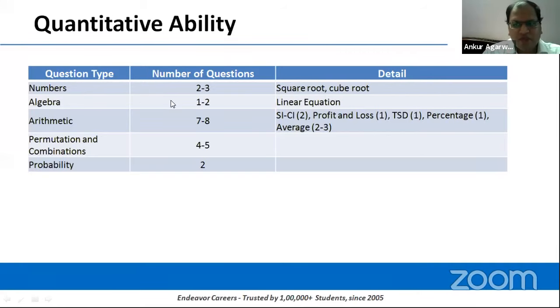Looking at the topic-wise breakup over here in QA, there were around 2 to 3 questions from the topic of numbers. There was one question on square root and one question on cube root, which students have reported to be on the easier side. There were one or two questions from algebra, particularly one question from linear equation, which again students have reported to be on the easier side. Arithmetic was the dominant topic over here, comprising around 7 to 8 questions. There were 2 questions on simple interest and compound interest, one question on profit and loss, one on time, speed, distance, one on percentage, and around 2 to 3 questions on averages.